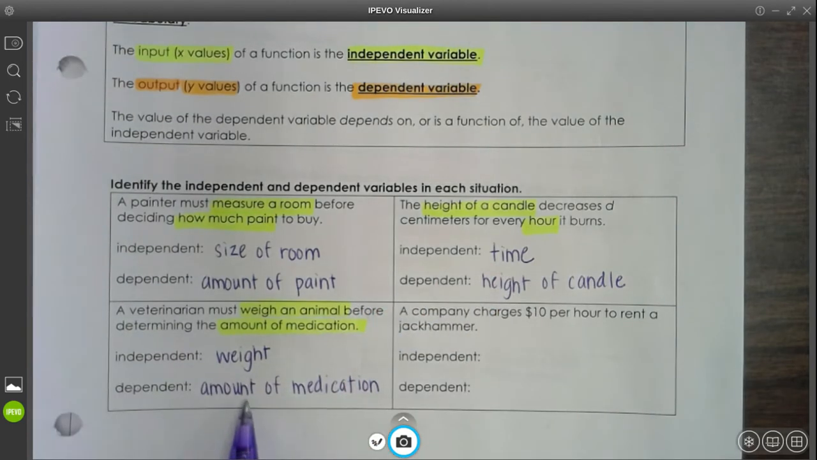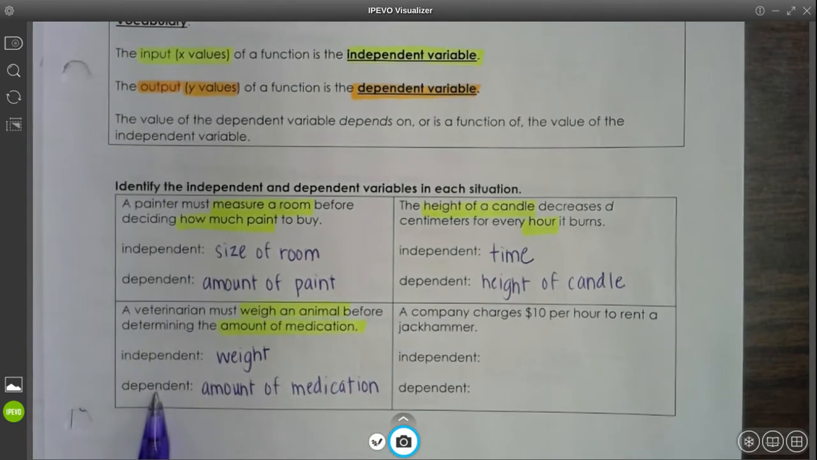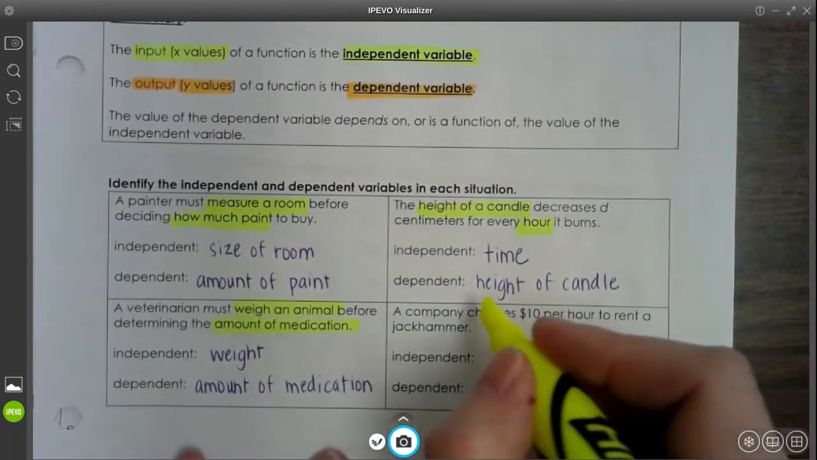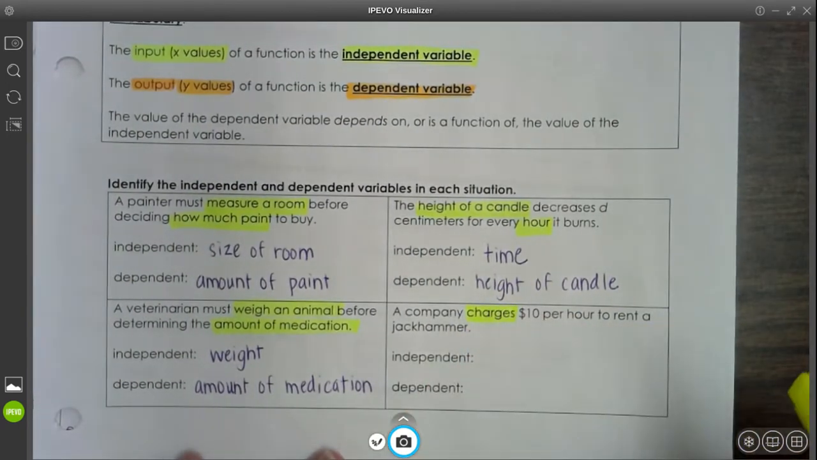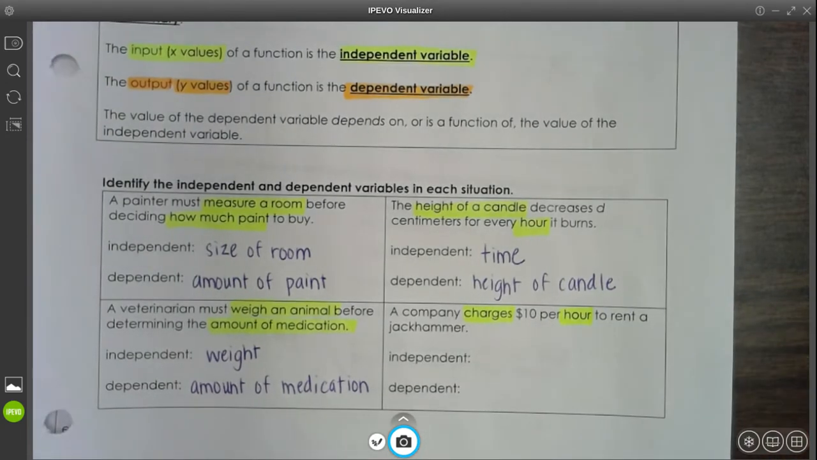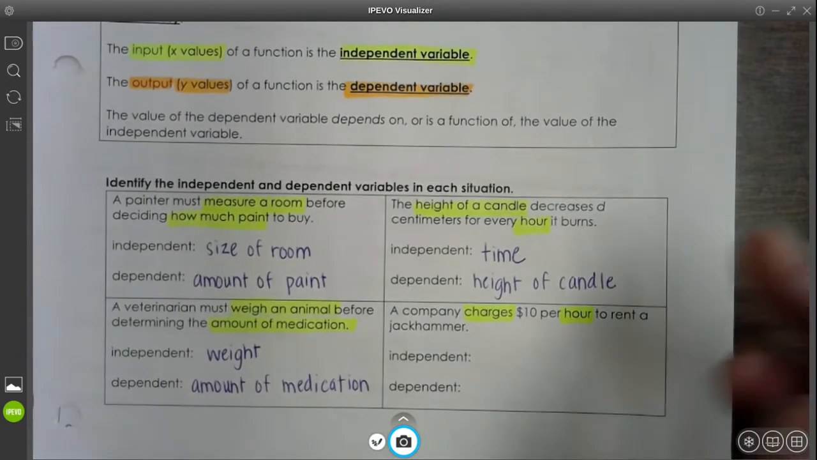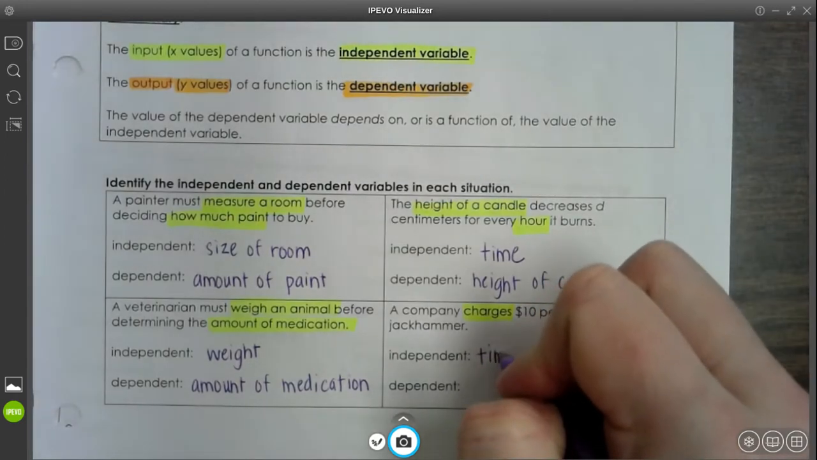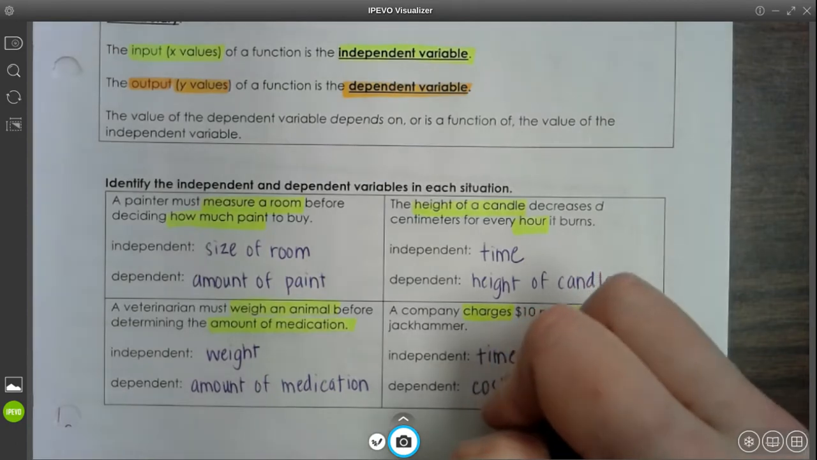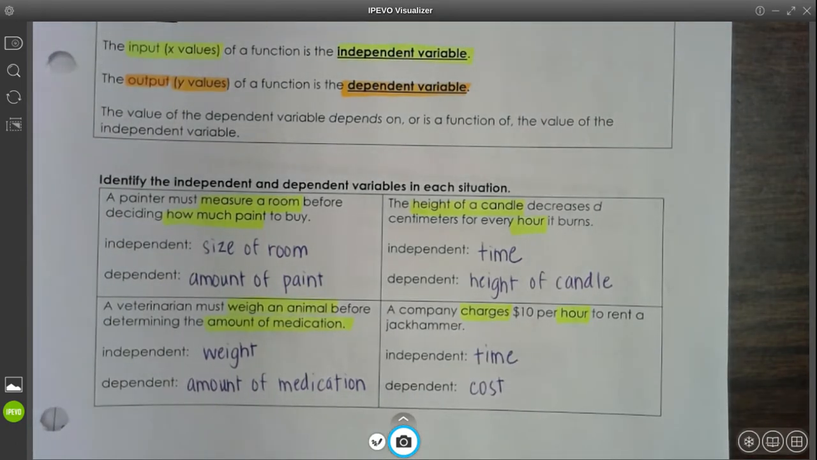Okay, how much medicine you give the animal depends on its weight. Okay, the next one says a company charges $10 per hour to rent a jackhammer. So we have two variables here. We have the charges or the cost, and we have, again, how long it's been. So we have time. Time is always, always, always an independent variable, okay? And cost is always going to be a dependent variable.